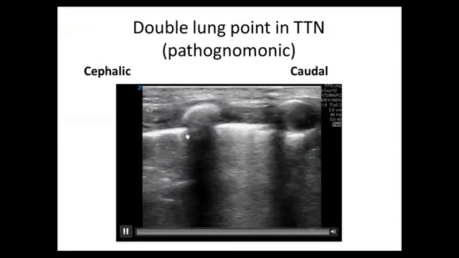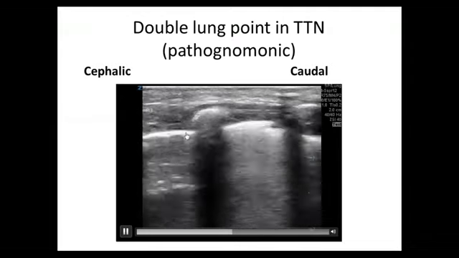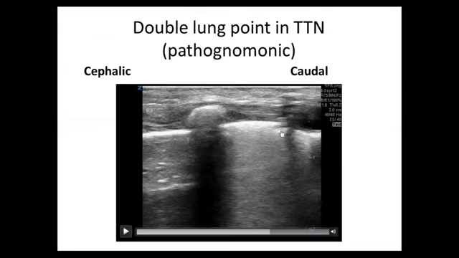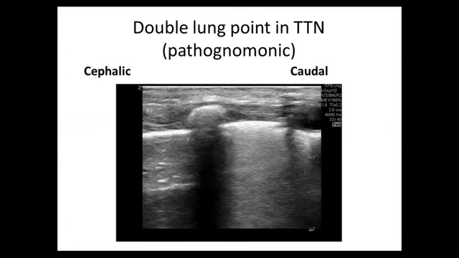So the upper lung will be more aerated, as you can see here, with well demarcated pleura and clear A lines, compared to the caudal part of the lung with more alveolar fluid and less demarcated pleura. We call this the double lung point in TTN. That's pathognomonic, and it has been validated and published as a pathognomonic feature of TTN, which cannot be appreciated in X-rays.